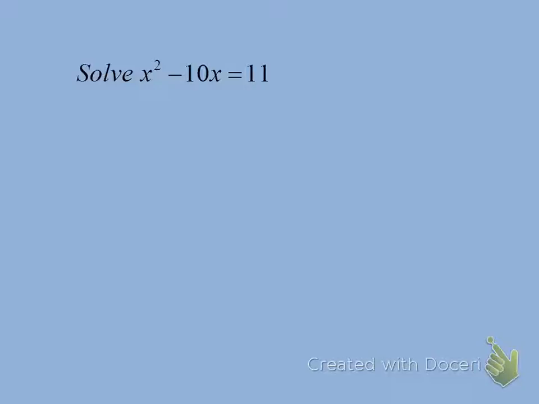Solve x squared minus 10x equals 11. That's going to be problem number 1. Two things. Number 1, like I said, I will give you the quadratic formula, so I'm going to write it out real quick up here: negative b plus or minus the square root of b squared minus 4ac, all over 2a.